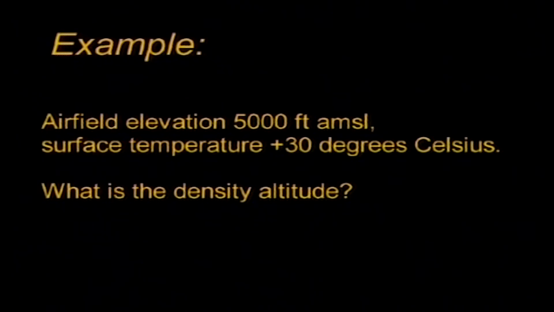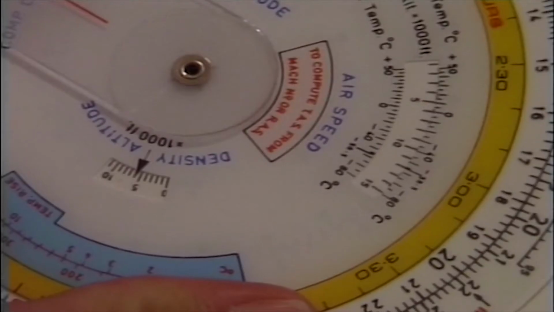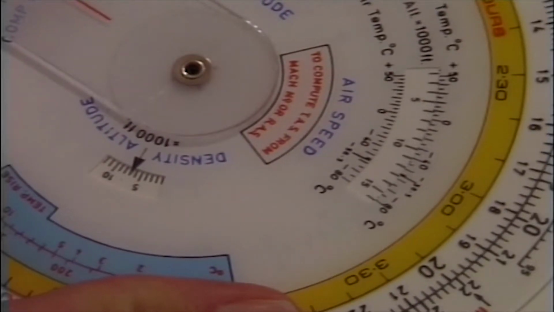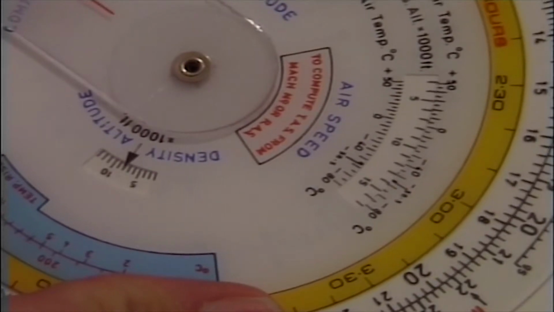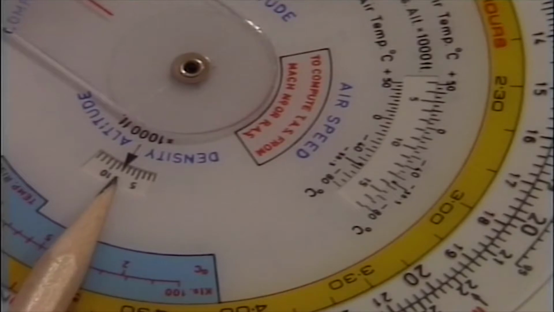Let's look at a warmer temperature of +30 degrees Celsius at the same pressure altitude of 5,000 feet. Line up 5,000 with +30 degrees Celsius in the airspeed window. 8,000 appears in the density altitude window.